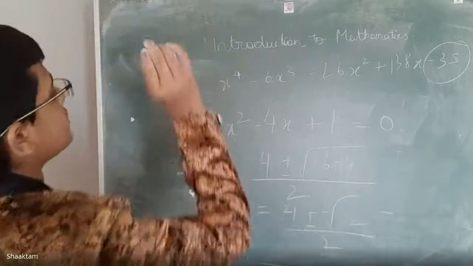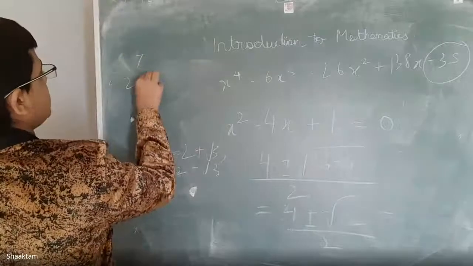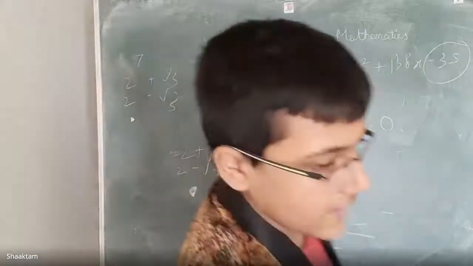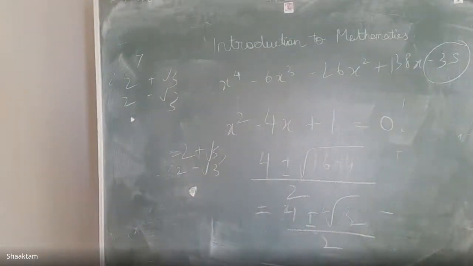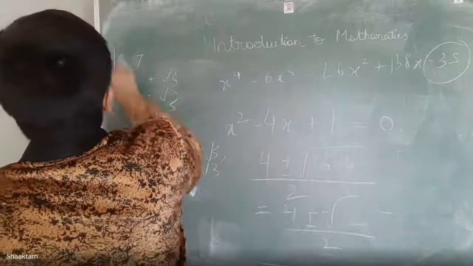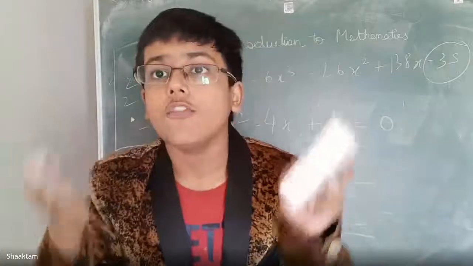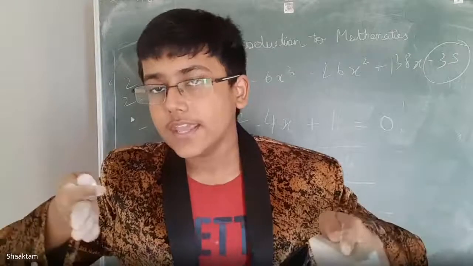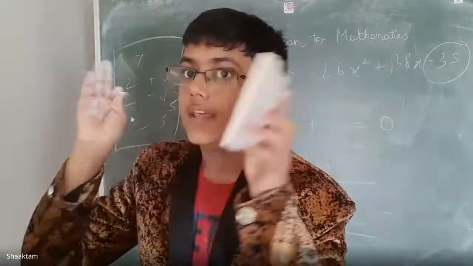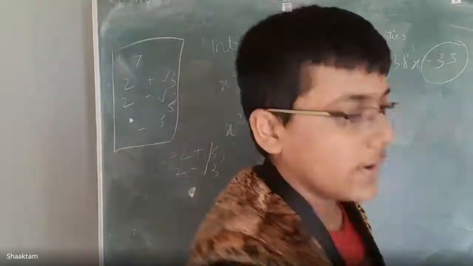So since the degree was 4, we got 4 values. We got 7, 2 plus root 3, 2 minus root 3. And what was the second value we had taken? Plus 5 or minus 5? Minus 5. So these are the zeros. Now when I say a value is a zero of a polynomial, I mean that when I equate the polynomial to 0, these values, if I put in the equation, will satisfy the equation and get me 0, which is what I want. Okay?